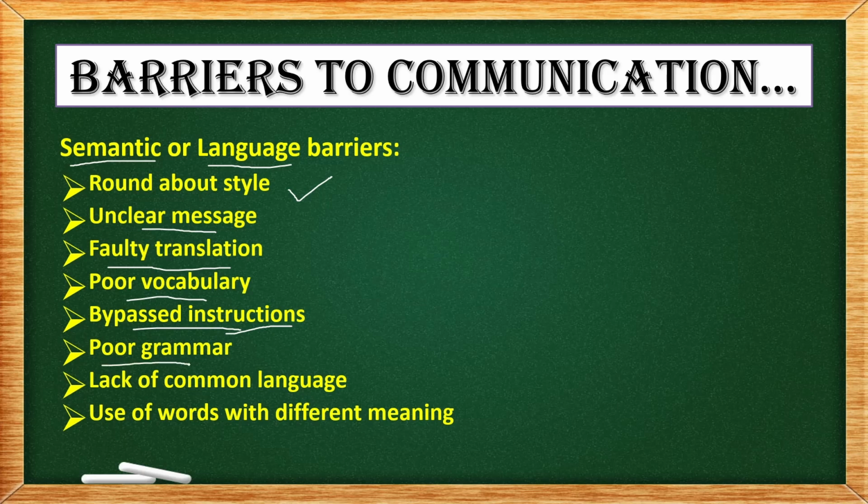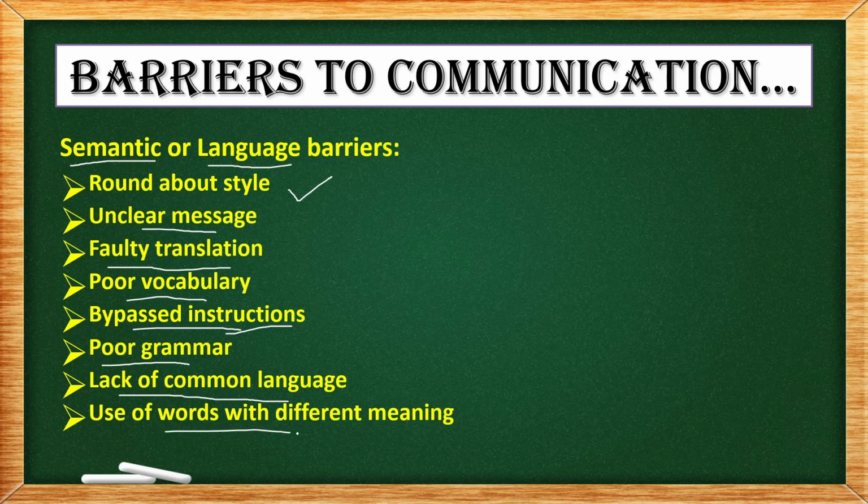Next one is poor grammar. If the grammar is not right, the punctuation marks are not placed properly in the sentence, then the receiver will not understand your information. Lack of common language. When we are having communication with another person, then a common language must be used by both of them. If I know that the receiver will be able to understand English, then I should use English. If I know that my receiver knows Hindi well, then I should also converse in Hindi, so that my receiver can easily understand the information.